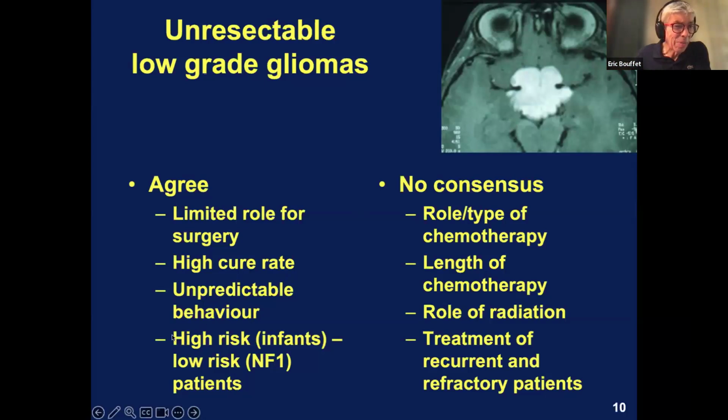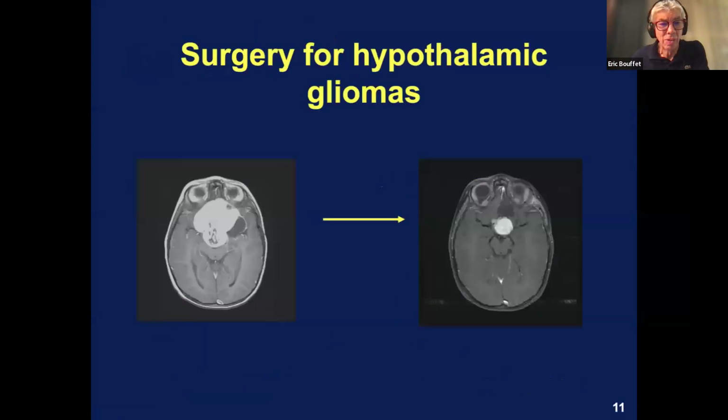We don't know yet. We have some idea because we know that, for example, infants have very aggressive low-grade glioma. Even if the molecular profile seems to be the same, they are more aggressive, and we have very strong data to show that they need many treatments for many years. And patients with NF1, by contrast, often have very indolent low-grade glioma. And for this reason, there are still a lot of unsolved questions. What type of chemotherapy should we give? What is the length of chemotherapy? What is the role of radiation? And how do we treat patients who are what I call the frequent flyers, who have multiple recurrences?